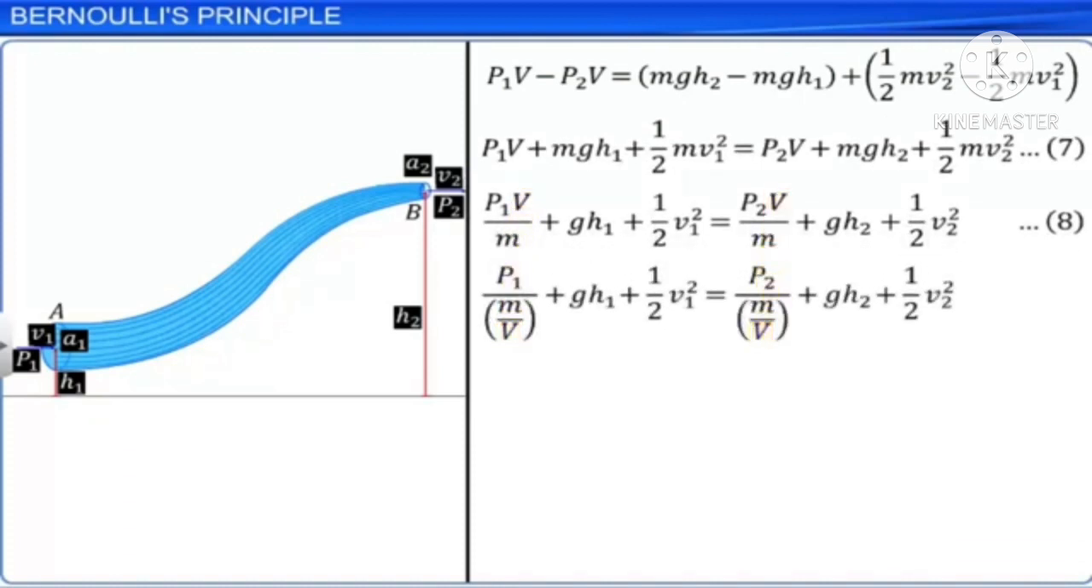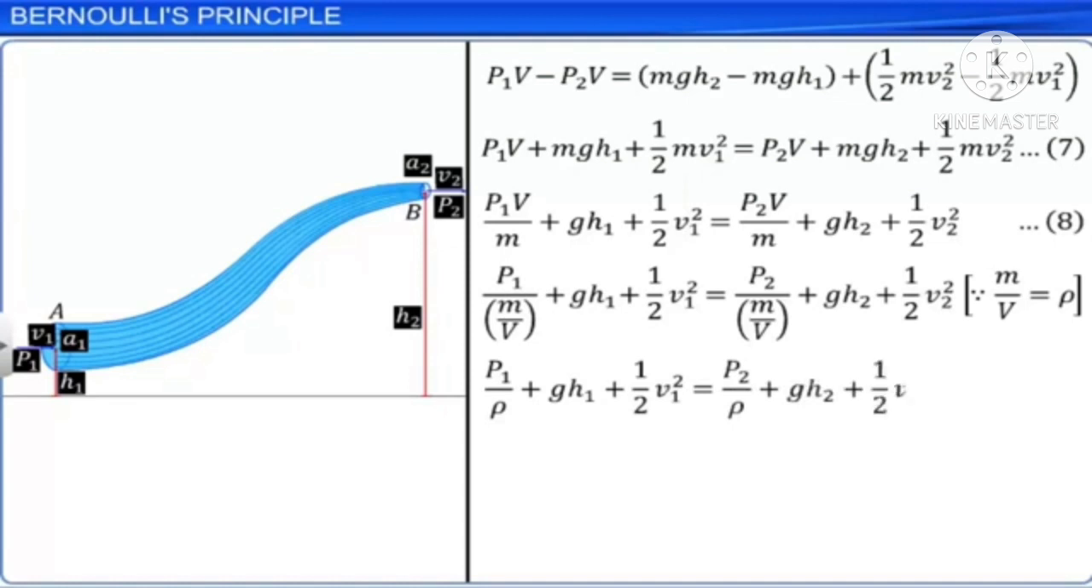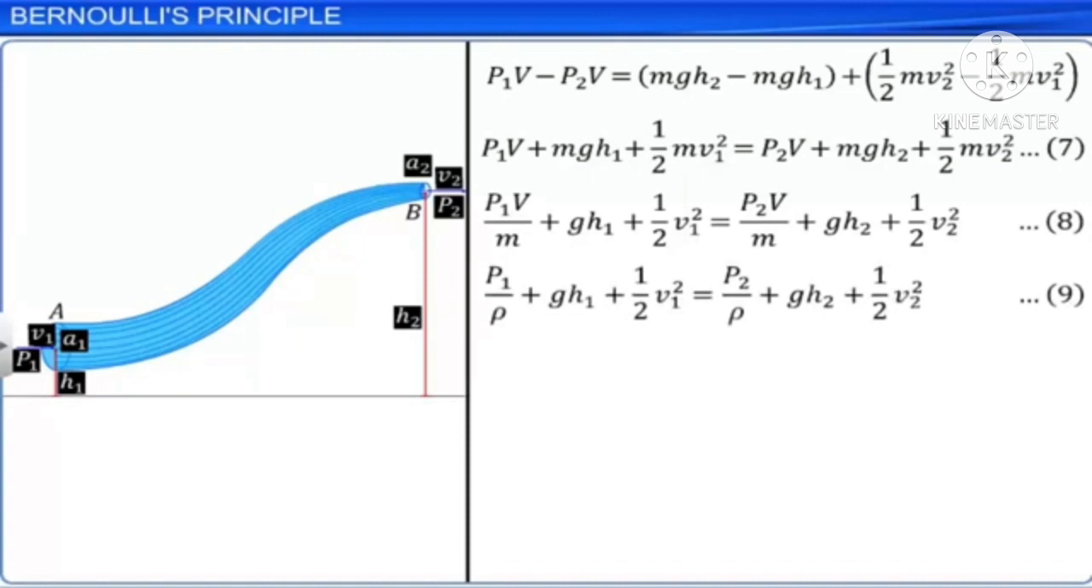As the ratio of mass m to volume V is equal to density ρ, the equation now becomes P1 by ρ plus gH1 plus half V1 square is equal to P2 by ρ plus gH2 plus half V2 square. This relationship holds good at any point in a streamlined flow. Thus, we can say P by ρ plus gH plus half V square is constant across all points in a streamlined flow.